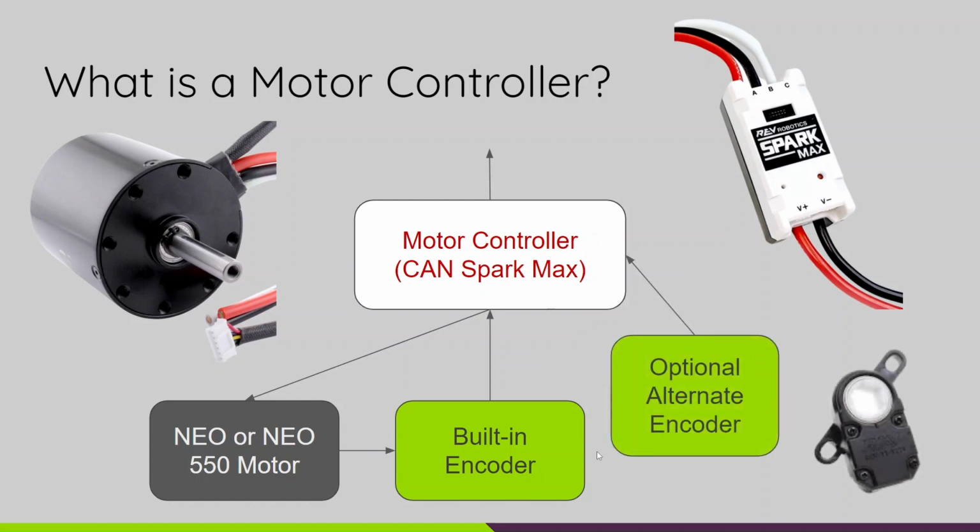Another thing you can add to the motor controller is an optional alternate encoder. So this is like a through bore absolute encoder. And the difference between this encoder and the encoder in the motor is that absolute encoders can remember their position after you turn the robot on or off. So this is really important for mechanisms where knowing the true position is important.